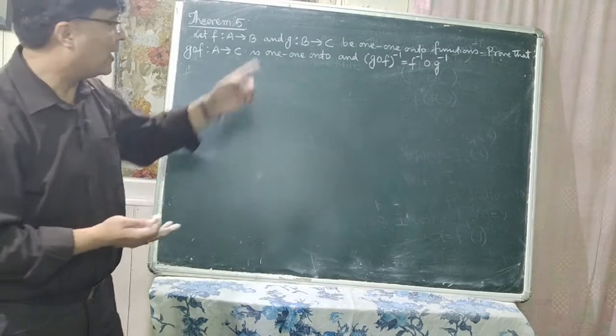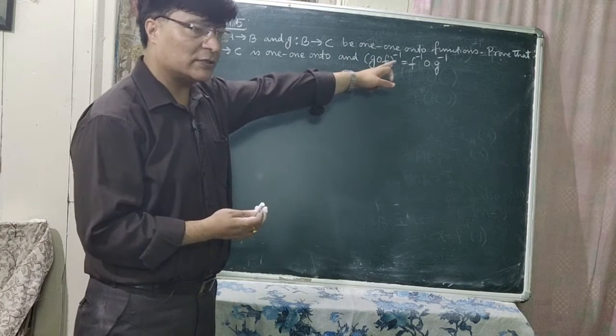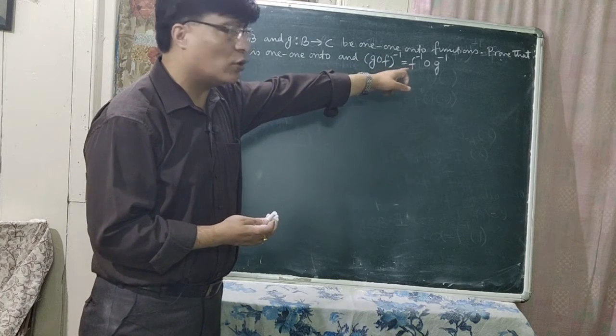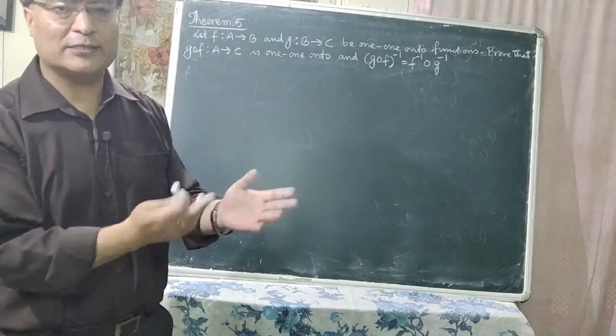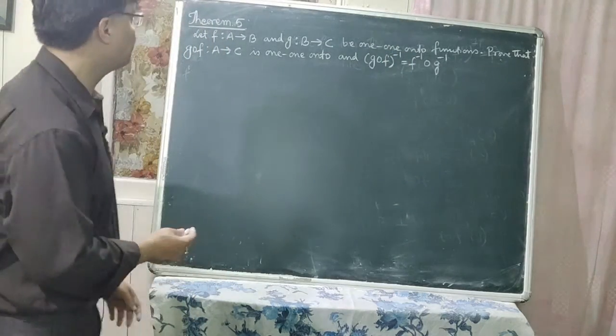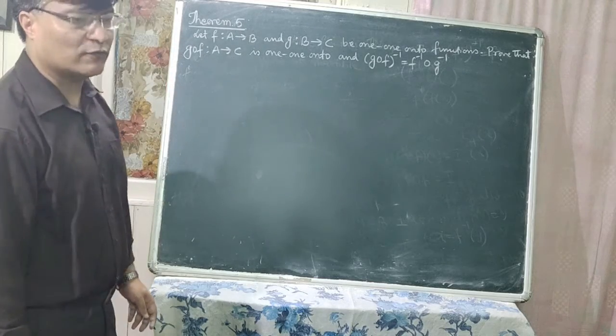You have to prove it, and also you have to prove that (g∘f) inverse is equal to f inverse ∘ g inverse. You have to prove LHS is equal to RHS. Okay. Now let us prove that g∘f is a 1-1 function.